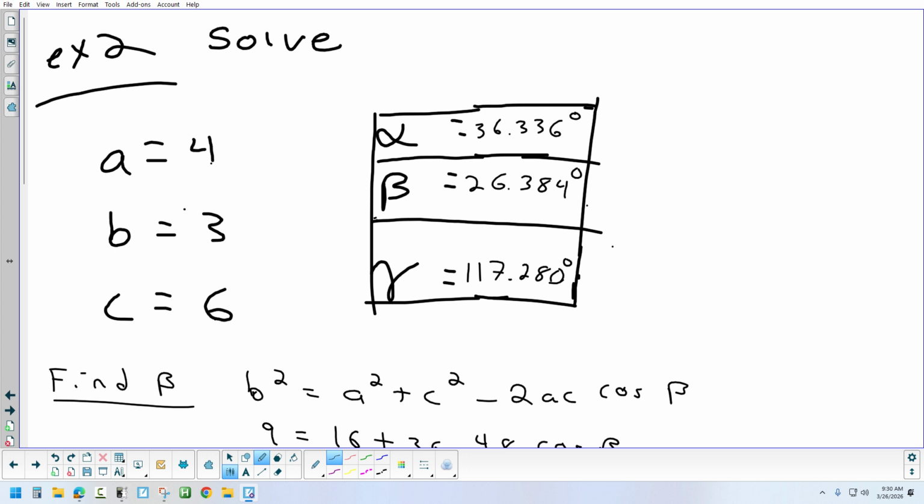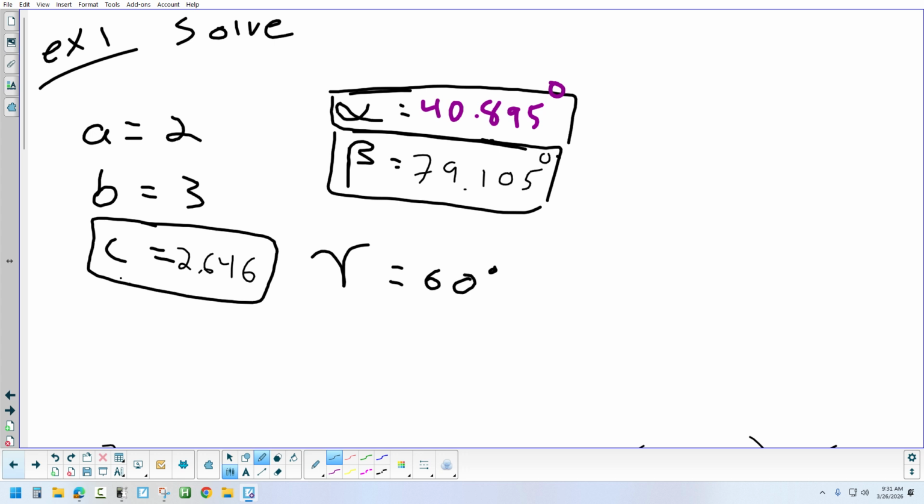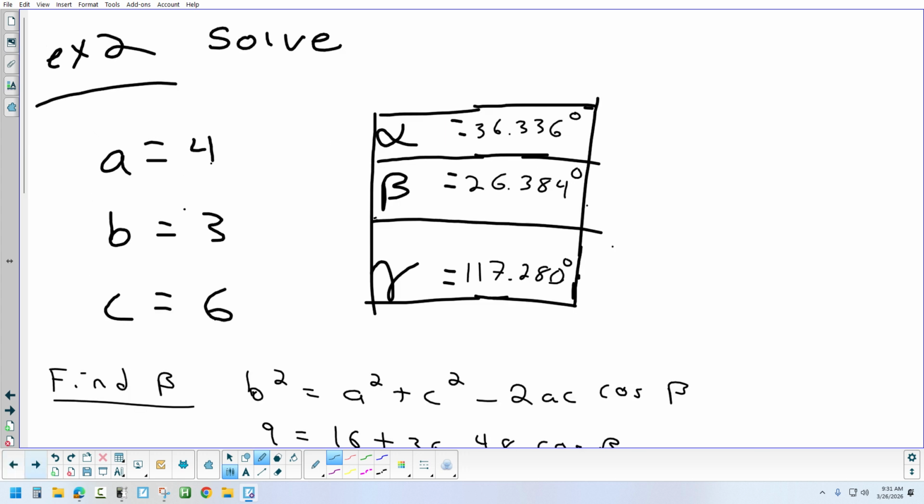So again, if you get 36.337, 338, that would be okay. If you had 36.9, you lose some points for rounding at a minimum. You'd lose all credit if you didn't have any work to go with your answer. Any questions on that? All right, so that's a side angle side and a side side side.